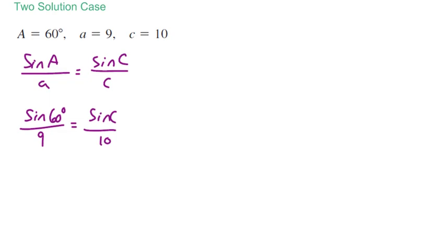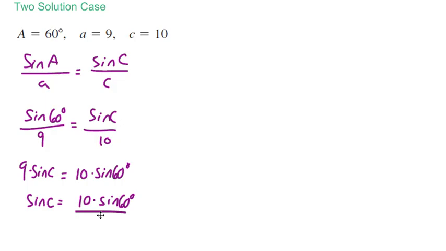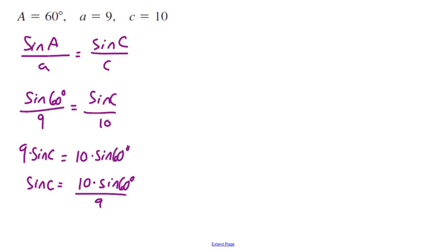If we're going to solve now, we cross multiply. So this becomes 9 times sine of C is equal to 10 times sine of 60 degrees. I can divide both sides by 9, so that sine of C equals 10 times sine of 60 degrees all over 9. Now we're trying to find the actual angle C. We're not interested in finding sine of C. We want to find what C is.